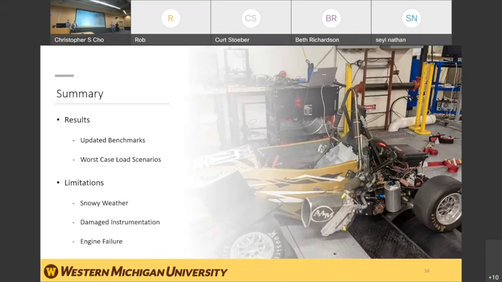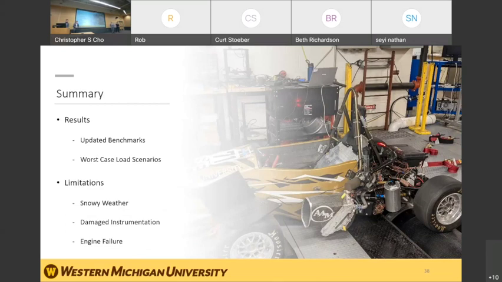So, by completing this project, our team has new and updated benchmarks and design constraints. Certain components, such as the aerodynamic package and pedal box, can be redesigned using the new data. And other systems, such as suspension, were validated and provided with valuable information used to increase tuning and driving performance.